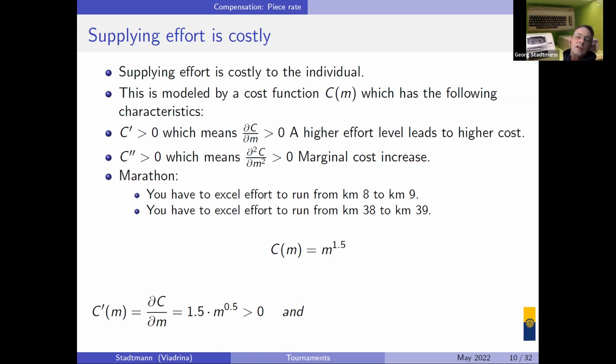And then we can also check the second assumption. Is the second derivative, del squared C del m squared, positive? So we have to differentiate the first derivative once more. So we take this exponent here, write the exponent in front of the expression, and reduce this exponent by 1 unit. And we get 1.5 times 0.5, and then 1 over m to the power of 0.5. This is also positive. So this function, which I've just introduced here, fulfills the criteria mentioned above.